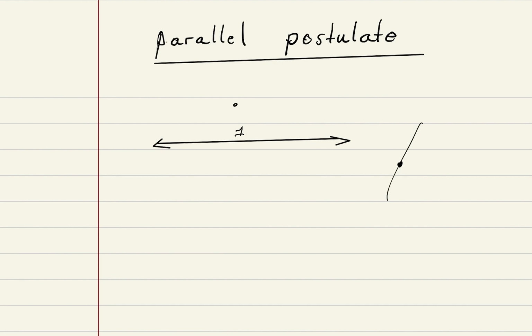You can draw multiple lines, you could draw all these lines, but there's only going to be one line that is parallel to that other line. So there's only going to be one line here. Let me try to draw it better. Okay, this is not perfect, but I think you get the idea. There's exactly only one line that is parallel.